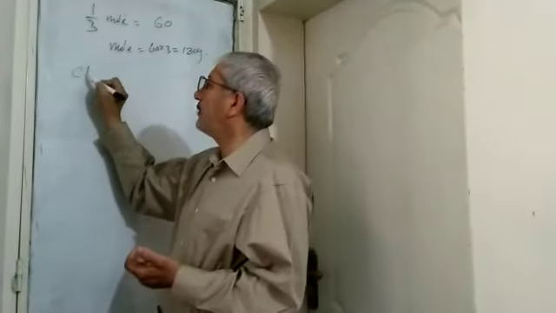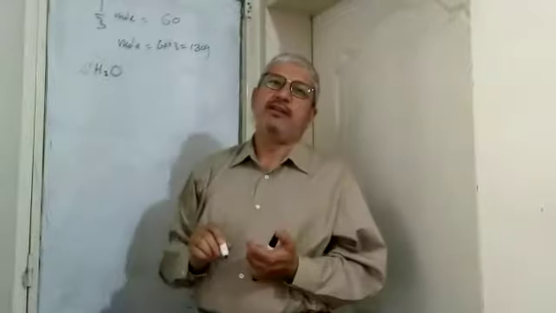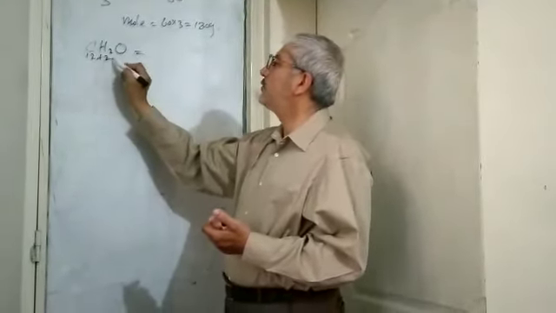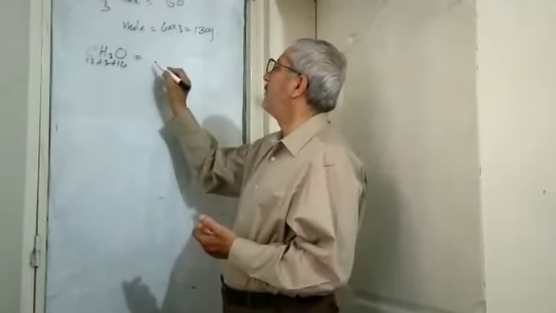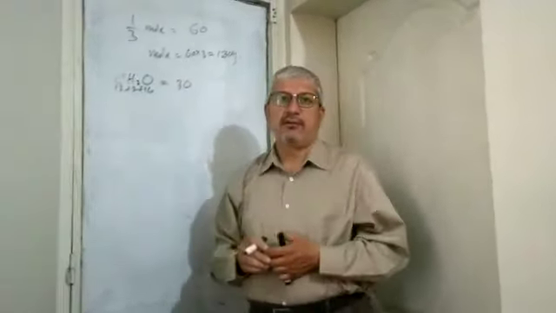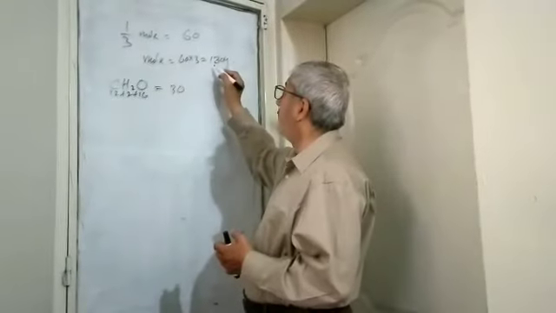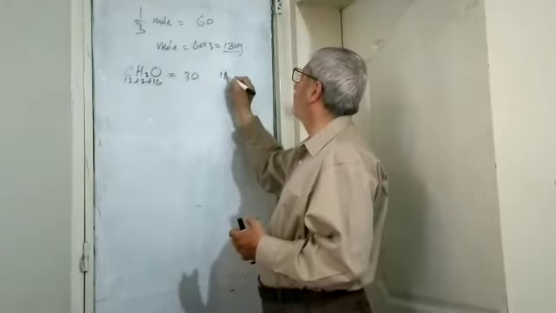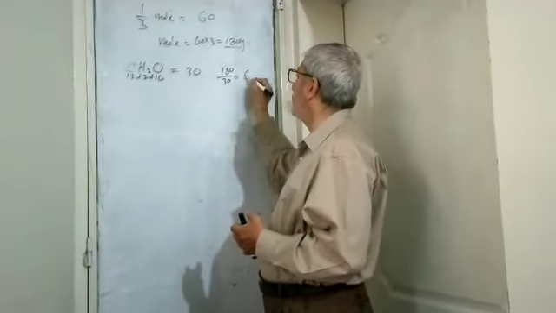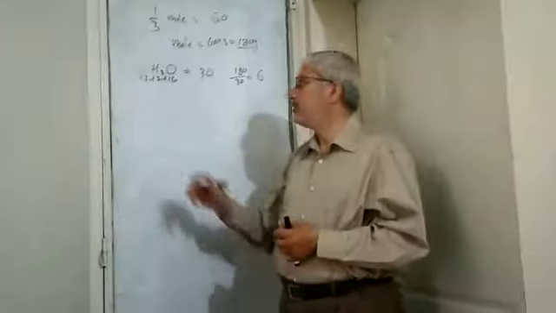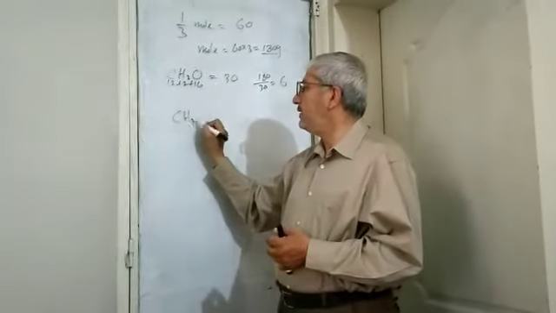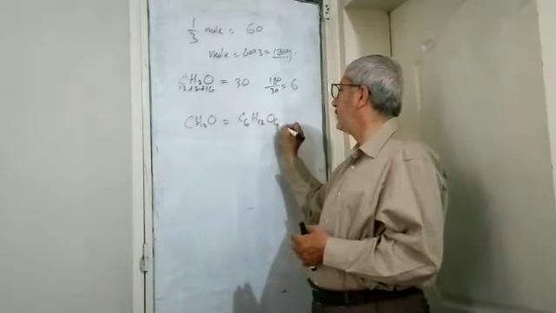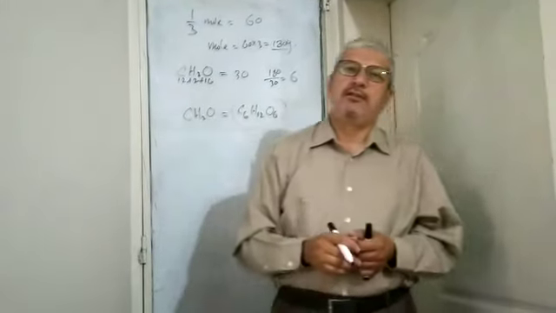And the empirical formula is CH2O. Find the mass of this empirical formula. 12 plus 2 plus 16. It will be 30. Now divide the molecular mass by this 30. 180 divided by 30 is equal to 6. And multiply CH2O by 6, you will get C6H12O6, which is the answer.